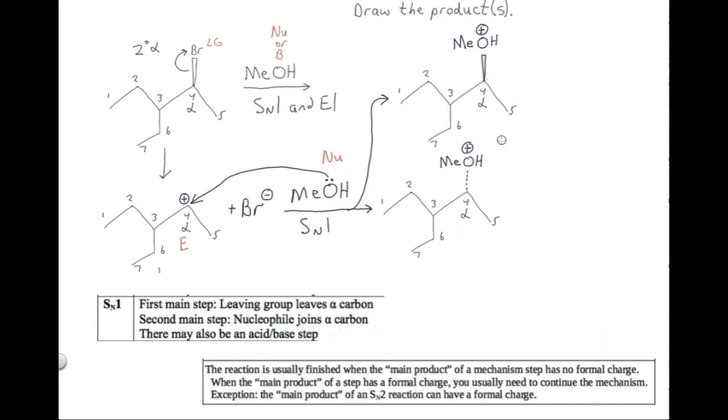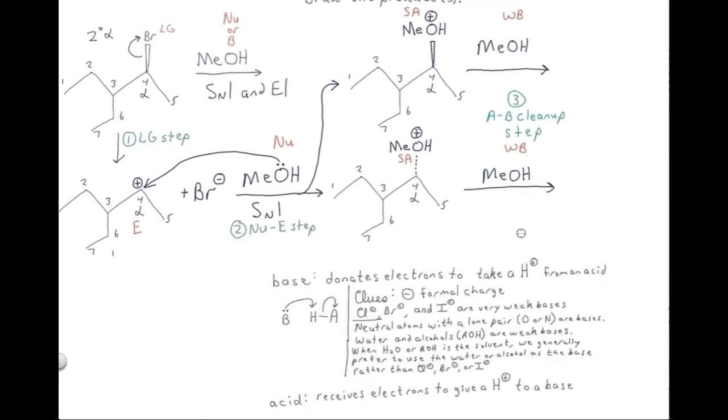You might think that we're finished because you might have learned that SN1 is a two-step mechanism. But it looks like we're not finished because our main product still has a formal charge. Usually the mechanism is finished when the main product has no formal charge. So it looks like we need another step. We need an acid-base cleanup step to clean up this positive formal charge. Our third step is going to be an acid-base cleanup step to clean up this positive formal charge.